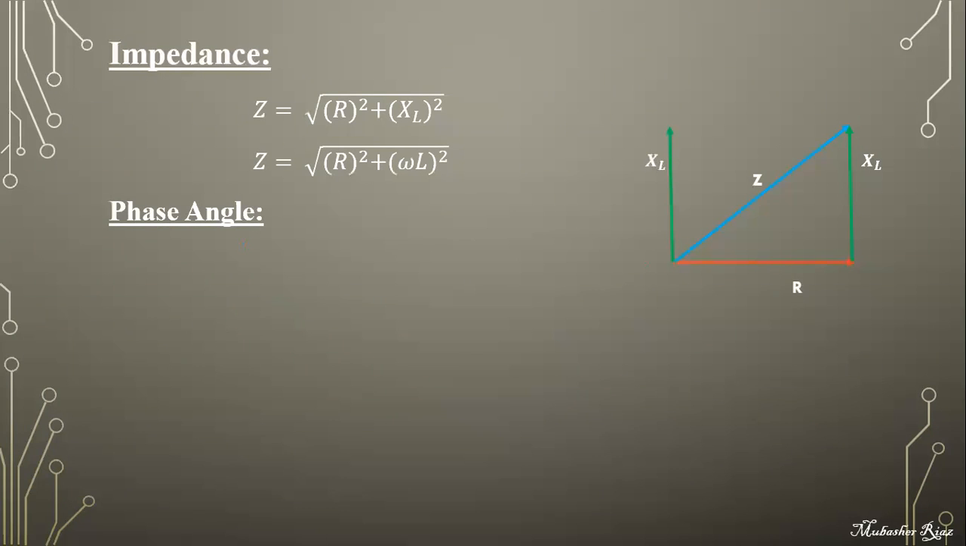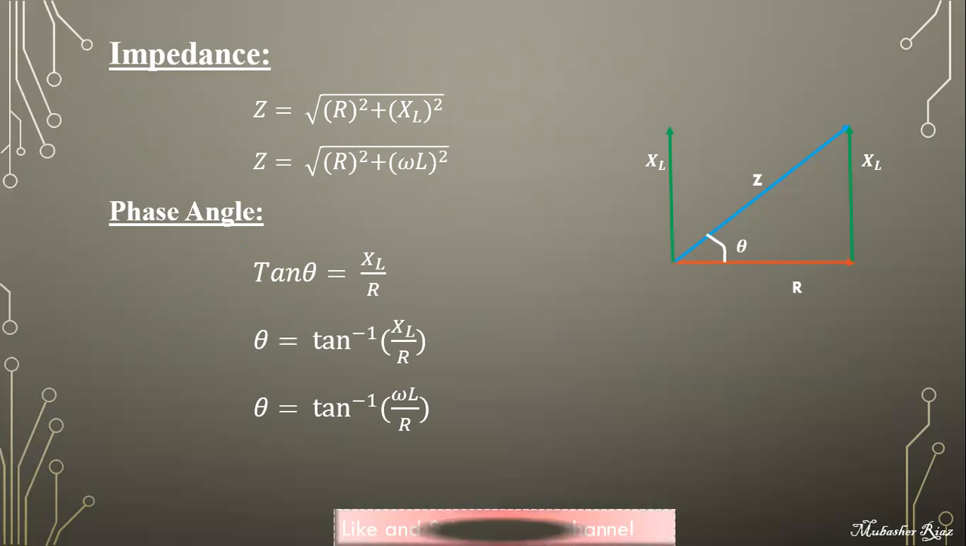Phase angle, which is represented by theta. So this phase angle can be determined by using tan theta equal to perpendicular over base, where perpendicular is XL and base is R. So tan inverse XL over R is equal to phase angle, and XL can be replaced with omega L over R. So इस फार्मूले के जरिए आप इसके फेज एंगल को डिटरमिन कर सकते हैं.